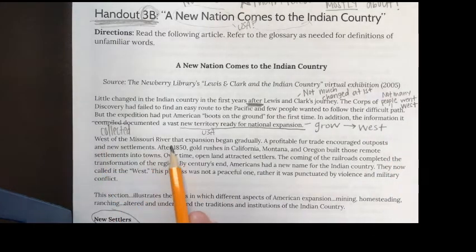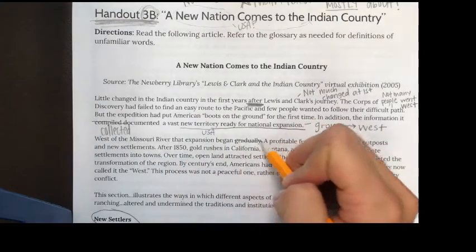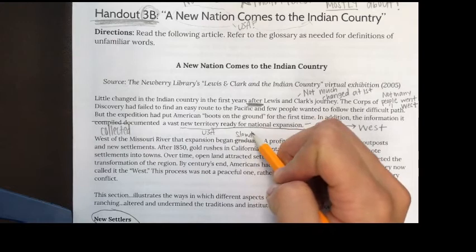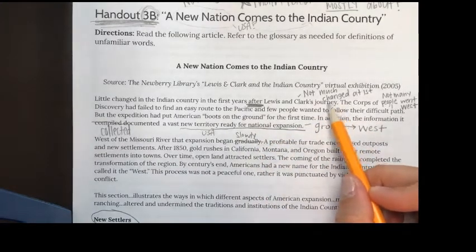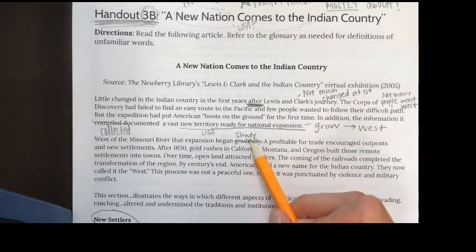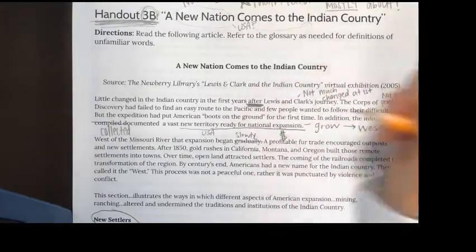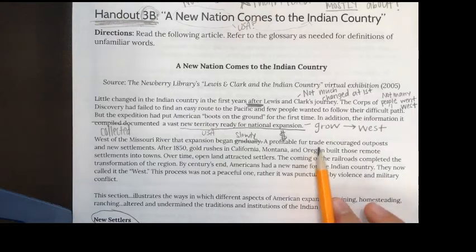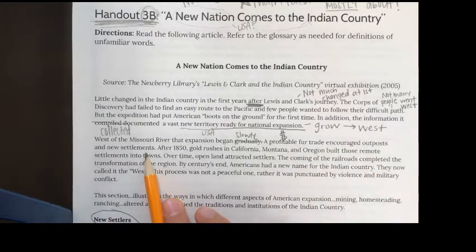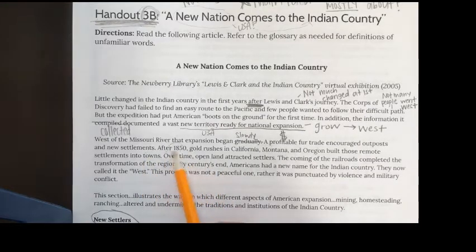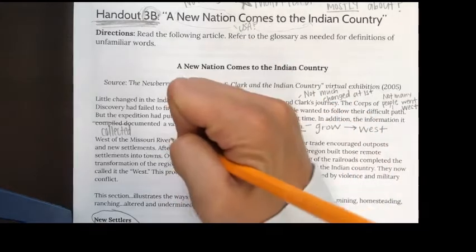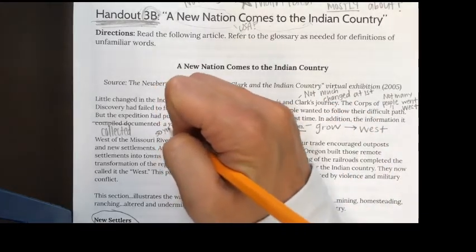West of the Missouri River, that expansion began gradually. So it began slowly, just like they said up here, right? Not much changed. Everything happened slowly. A profitable, that means they made money, fur trade encouraged outposts and new settlements. After 1850, so that is a long time, right? That is 50 years later.